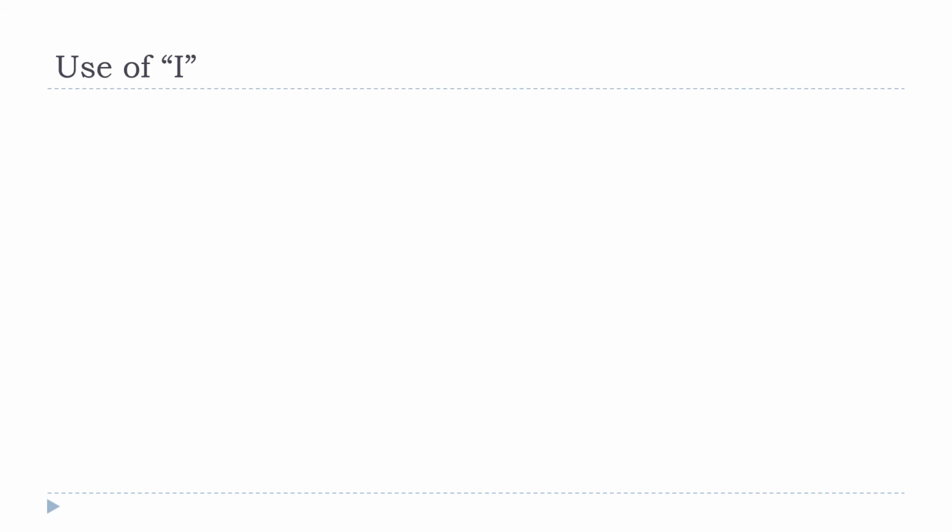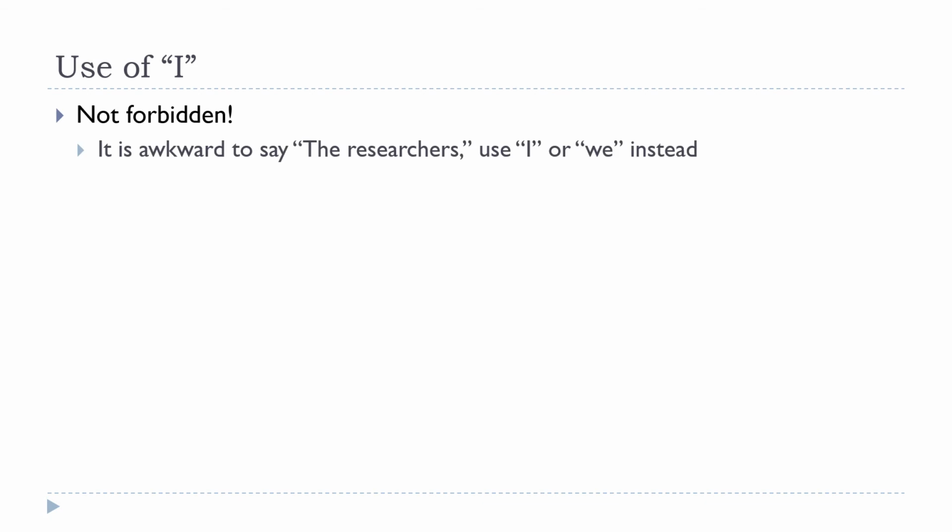I wanted to briefly address use of I. So I is not forbidden in scientific writing, and it is really awkward when you refer to yourself in the third person, and it's especially awkward when you refer to yourself in the plural. Instead of saying the researchers did this or the researchers did that, say I. If there's multiple people, say we. But if there's only one of you, say I. Don't call yourself the researchers, because that's just weird.